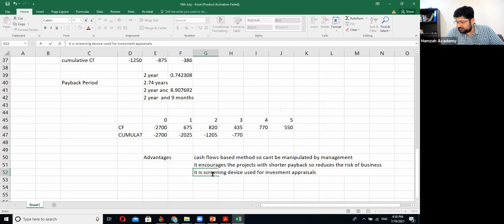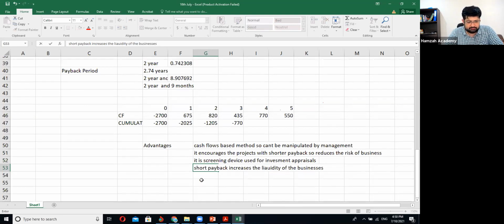So students, short payback increases liquidity of the business and hence reduces risk, which we have already talked about.